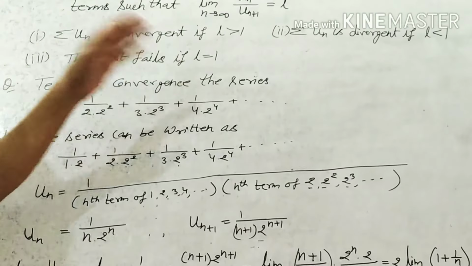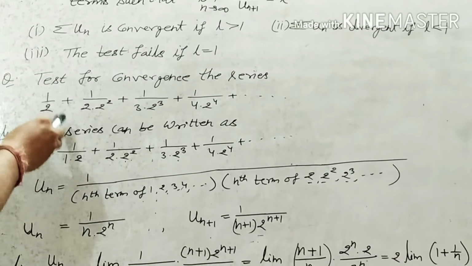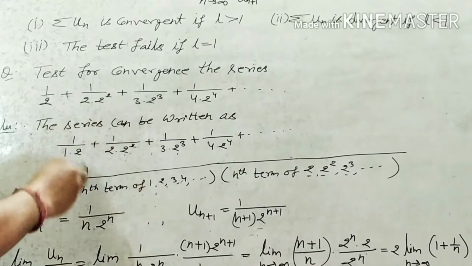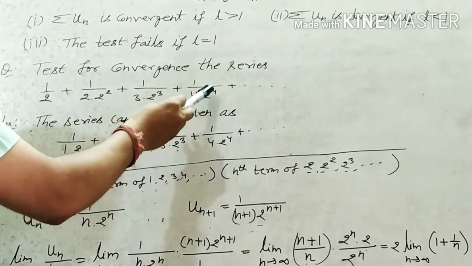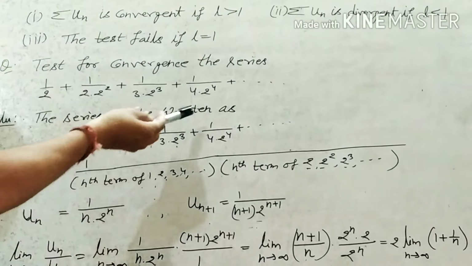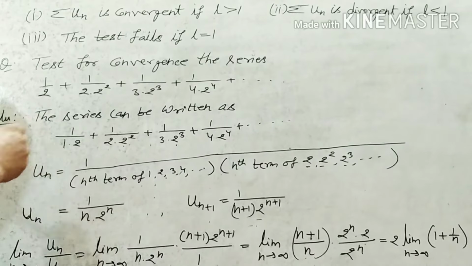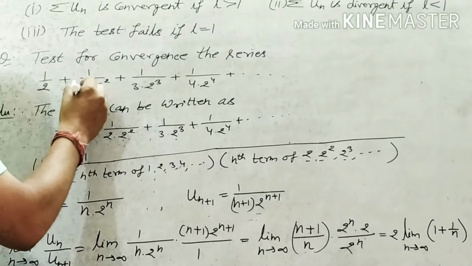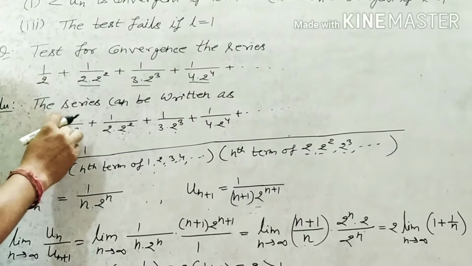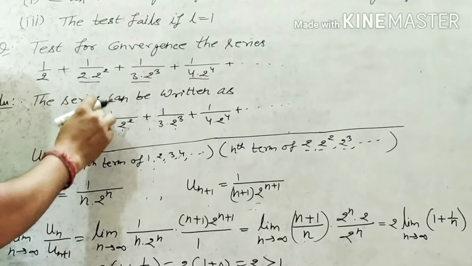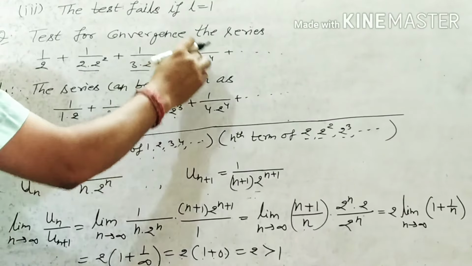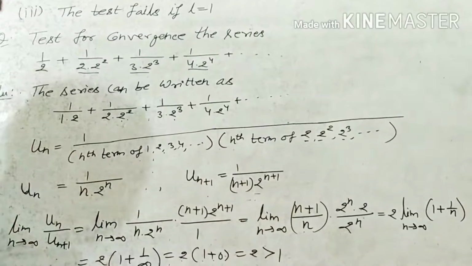Test for convergence the series 1 upon 2 plus 1 upon 2 into 2 square plus 1 upon 3 into 2 cube plus 1 upon 4 into 2 raised to the power 4 plus and so on. Now this series can be written as 1 upon 1 into 2, because the other terms are products of 2, that's why 2 can be written as 1 into 2, plus 1 upon 2 into 2 square as it is, plus 1 upon 3 into 2 cube plus 1 upon 4 into 2 raised to the power 4 and so on.